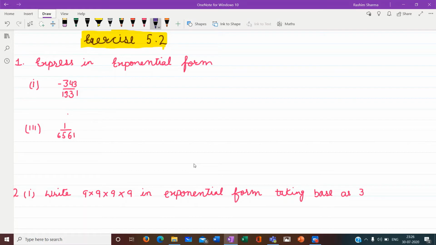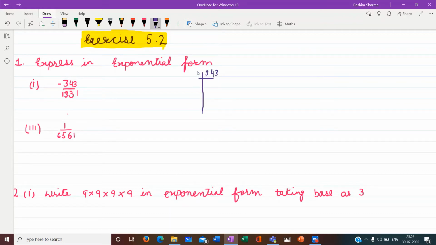First question is express in exponential form. So we all know how to write in exponential form. We will have to take their prime factors first. So when we take 343 and we find its prime factors here.